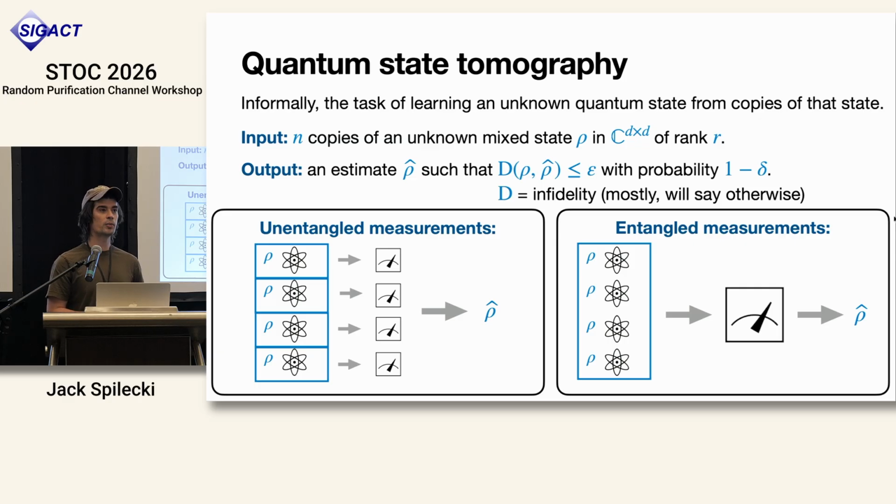So unentangled measurements are desirable. We'd like algorithms which use them, if we can get them, just because they might be more practical to implement in the lab. But for considering the information theoretic limits of our problems, we're not going to restrict ourselves to unentangled measurements necessarily. We'll allow ourselves to use fully entangled measurements.